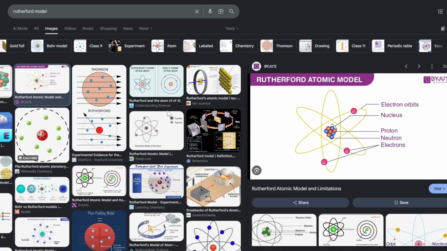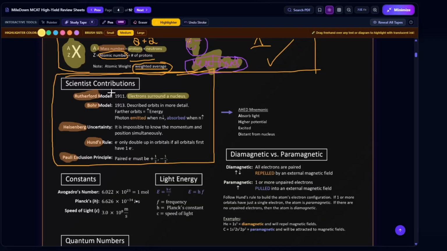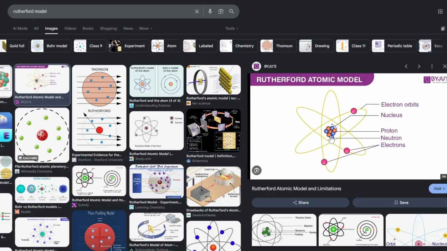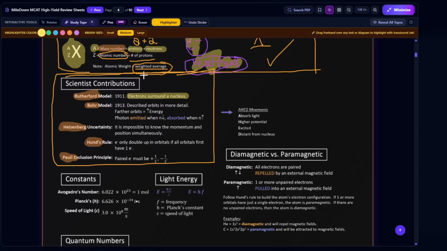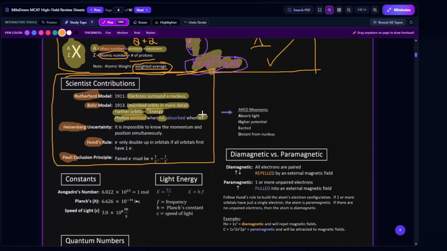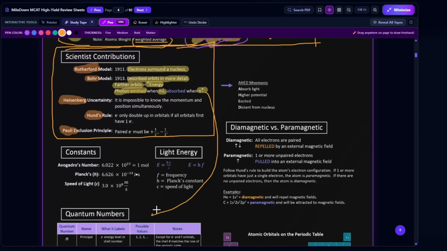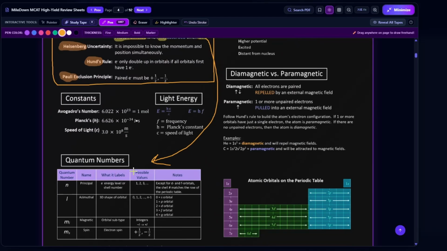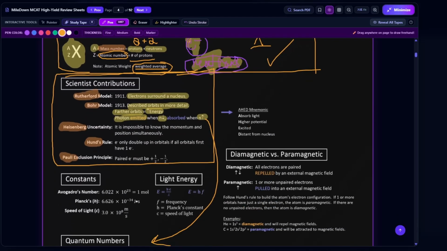So Rutherford exactly looks like this, right? You have your neutrons in the middle. Electrons surround the nucleus, and this nucleus is obviously, like I said, neutral, right? The Bohr model describes orbits in more detail. He described that farther orbits have higher energy, and that when a photon is emitted, n goes down. n refers to the quantum numbers, which we'll go over after, but I'll show the Bohr model first.